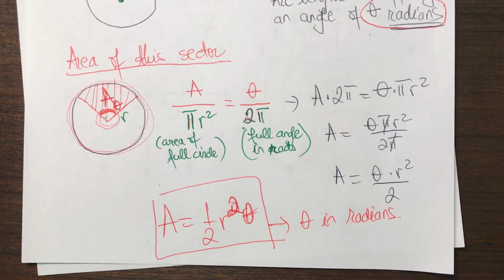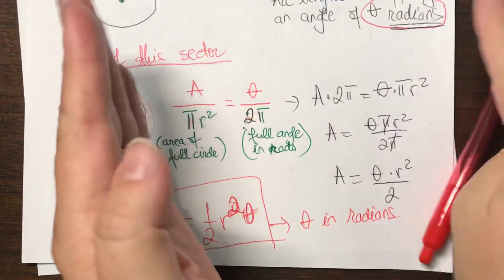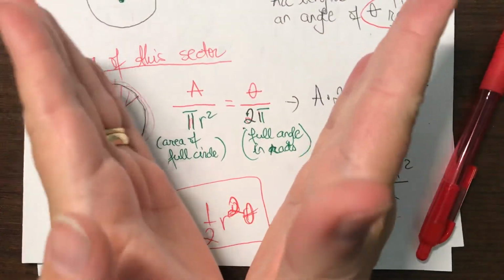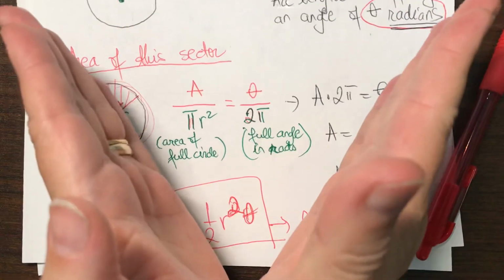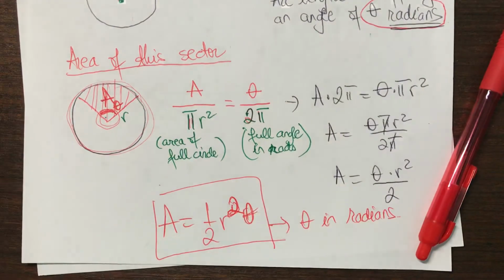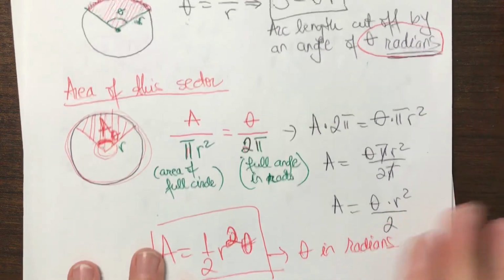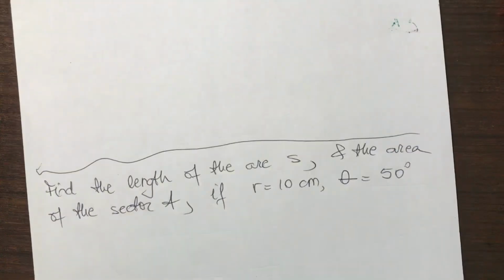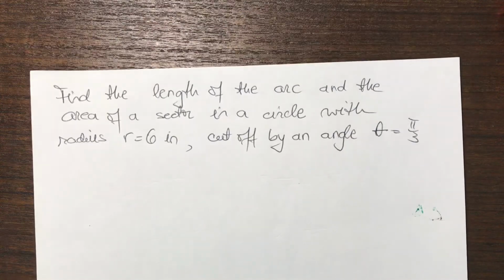You can remember the pi r squared, so there's an r squared in here as well, but of course it's a sector that's being cut off by a certain angle. So it depends on that angle's measure, right? That's why it has to have the angle theta in the formula. Okay. So two quick applications and we're off.